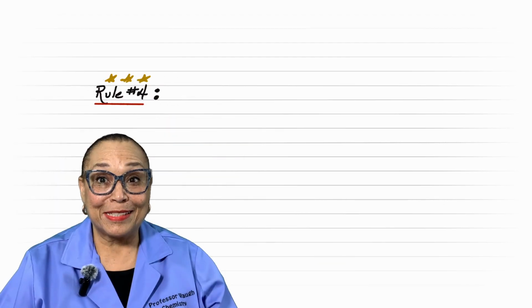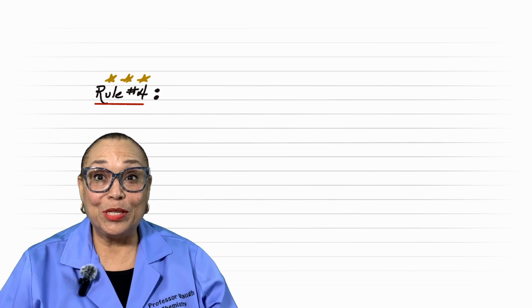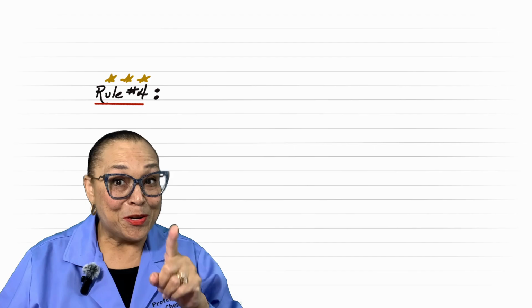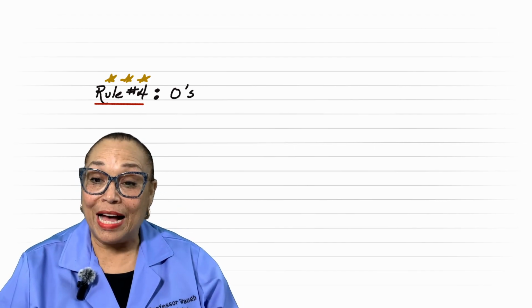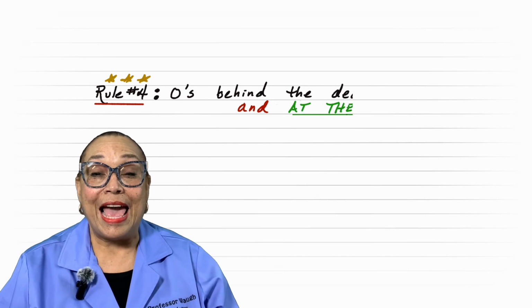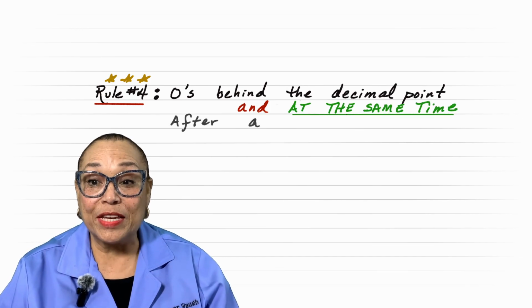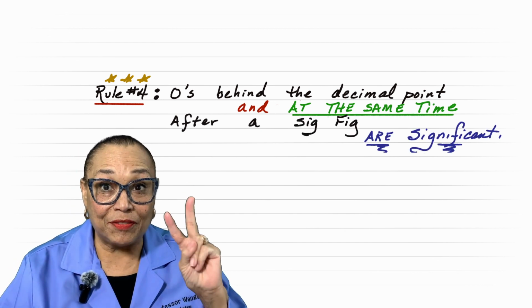All right, let's get into rule number 4. You see all the stars around rule number 4? This is the one rule that students miss a lot, but I know you won't. I have faith in you. Zeros behind the decimal point and at the same time after a significant figure are significant. So both things have to happen.